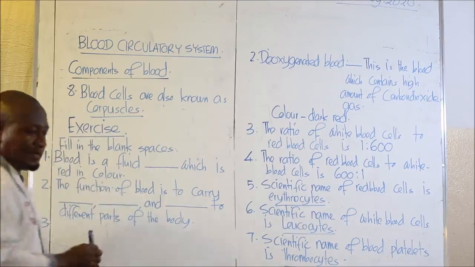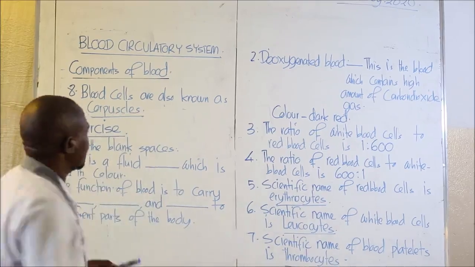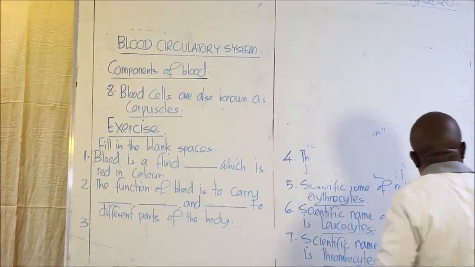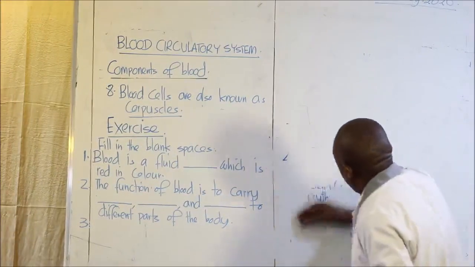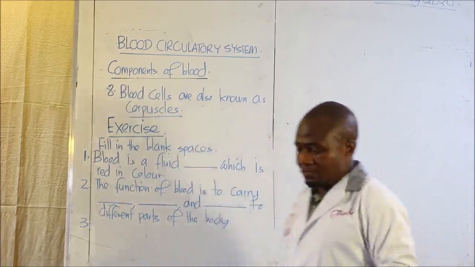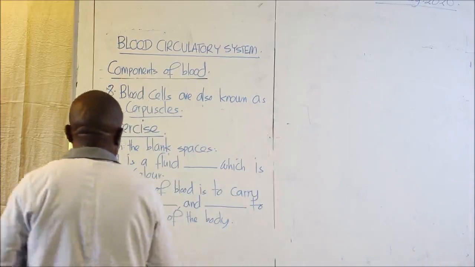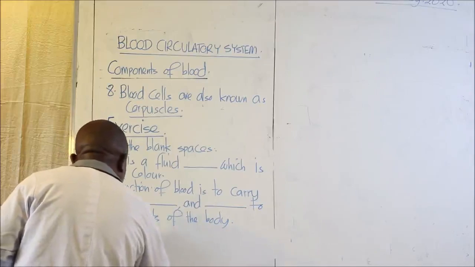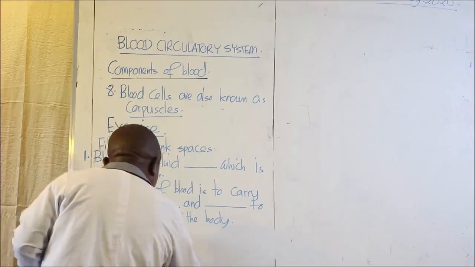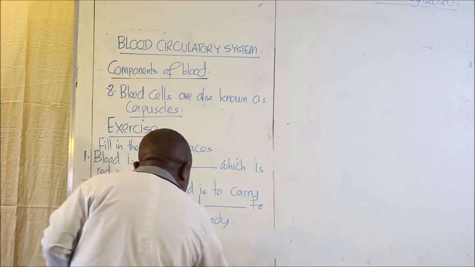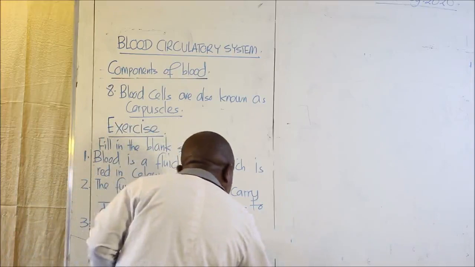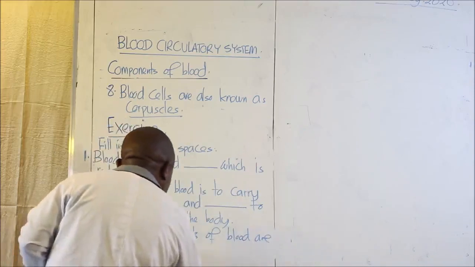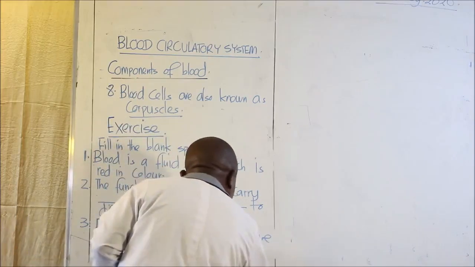Question number 3 says, the 4 main components of blood are dash, dash, dash, and dash.